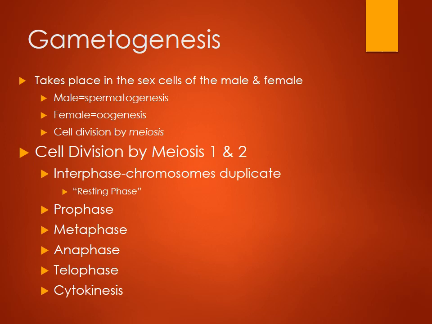So interphase is the resting phase. You see that term used a lot in textbooks, and this is maybe the most important part of meiosis, because that's where you actually see the chromosomes duplicate. And so we make an exact copy, send it through the copy machine, so to speak, to make an exact copy of the entire genetic profile, because we're going to divide that here pretty quickly.